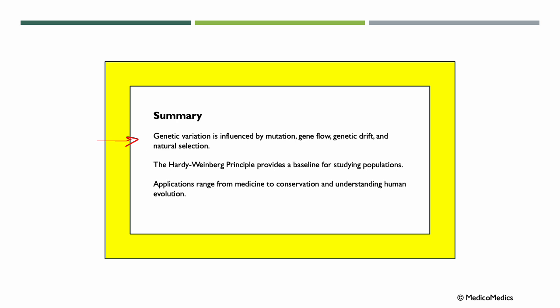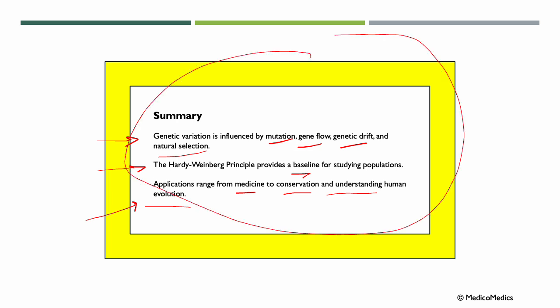In summary then, genetic variation is influenced by mutation, gene flow, genetic drift, and natural selection. The Hardy-Weinberg Principle provides a baseline for studying populations, and applications range from medicine to conservation and understanding human evolution. So, all in all, population genetics looks at how genes change in groups over time, helping us understand diseases, evolution, and even how to save endangered species.